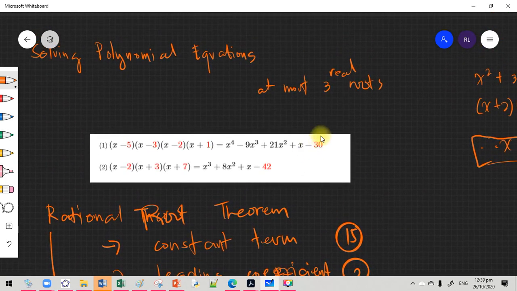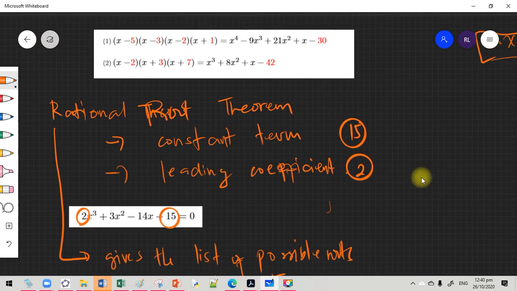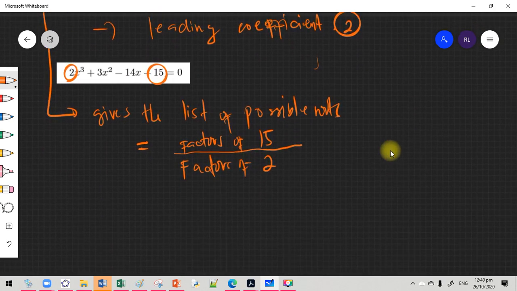Just like what we did here, we know that 30 is the product of 5, 3, 2, and 1. So, the factors of the constant term. If we do it one by one, we get plus minus 1, plus minus 3, plus minus 5, plus minus 15. So those are the factors of 15. And then the factors of 2 are plus minus 1 and plus minus 2.